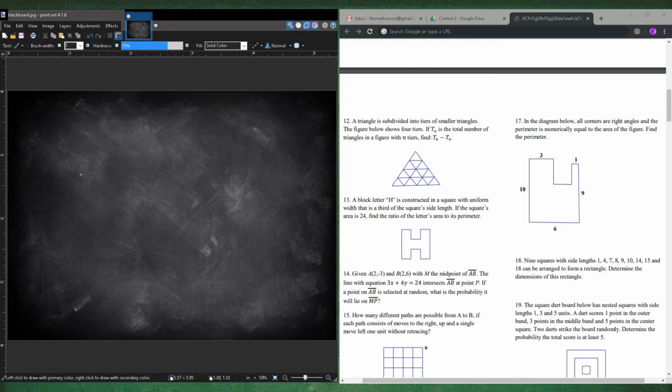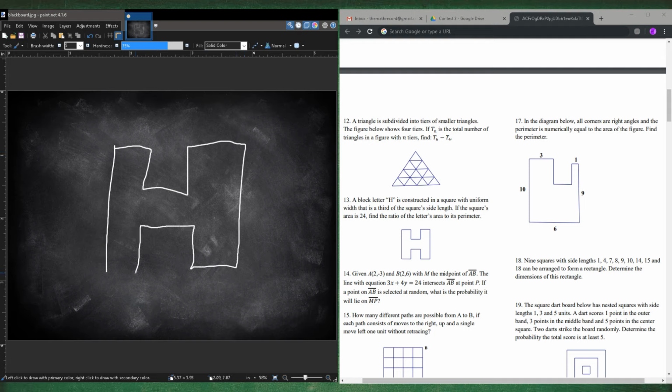So, let's draw H. So they said the square's area is 24, right? So an area is just side length squared. So this would just be 2 square root 6. That length right here. So it's constructed in a square with a uniform width that is 1/3 of the square's side length. So this is a third, basically.